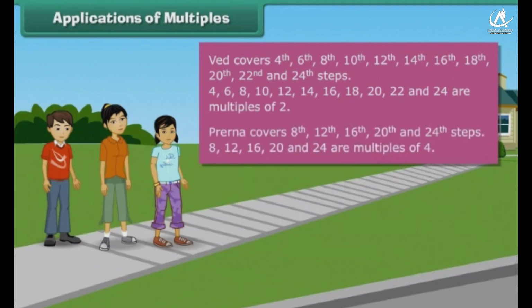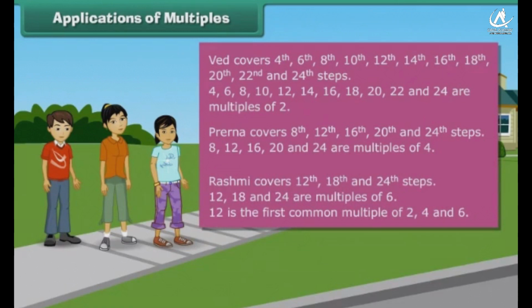Prerna covers the 8th, 12th, 16th, 20th, and 24th steps. 8, 12, 16, 20, and 24 are multiples of 4. Rashmi covers the 12th, 18th, and 24th steps. 12, 18, and 24 are multiples of 6.